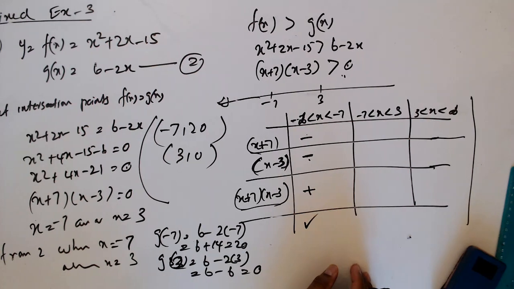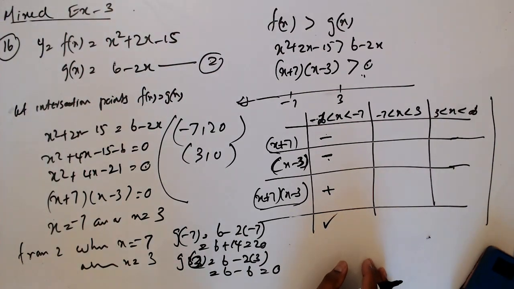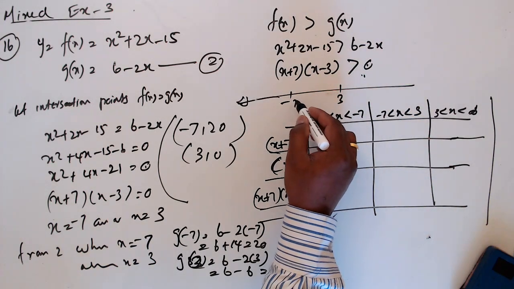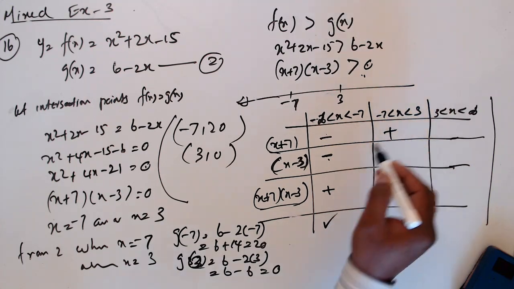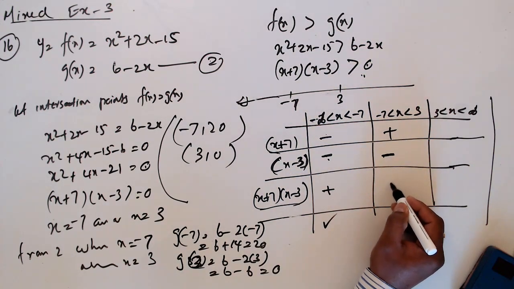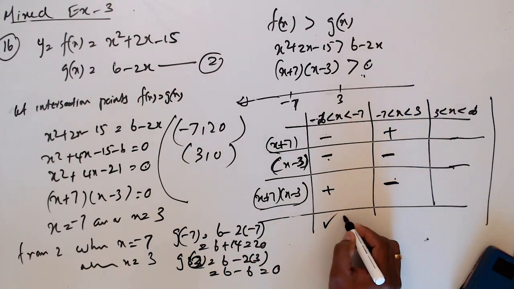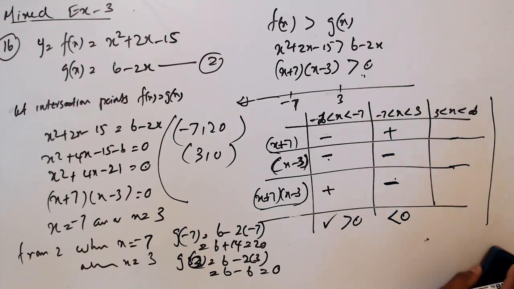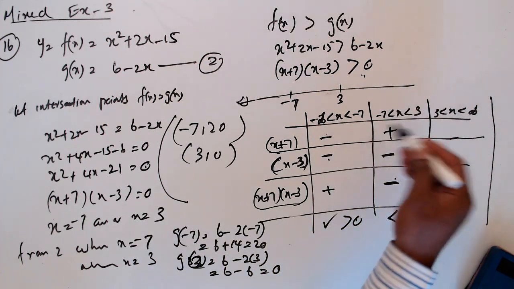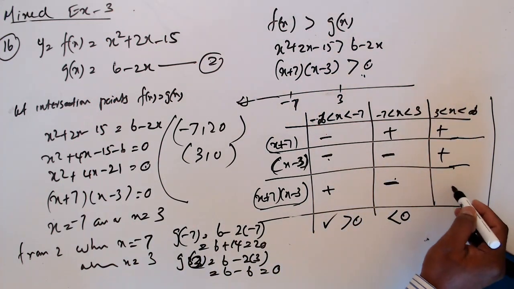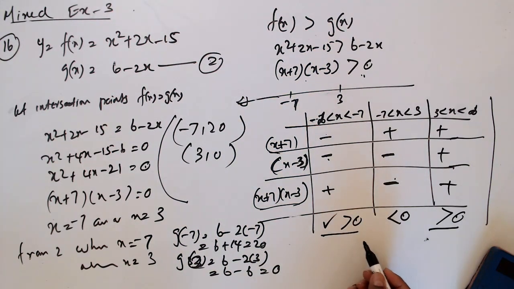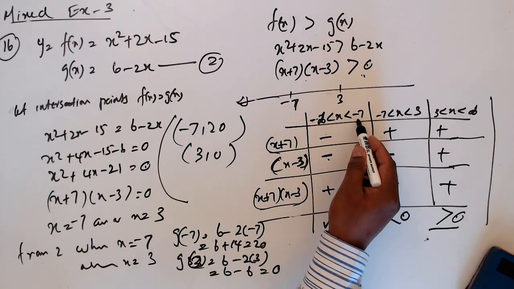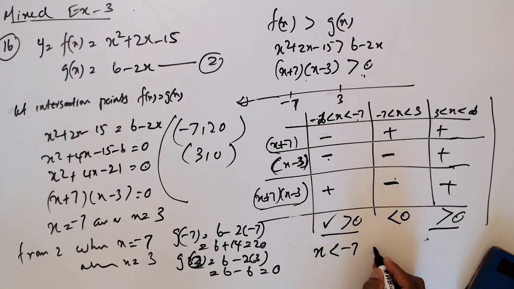Now let's assume a value between minus 7 and 3, which is 0. Then I will substitute here. 0 plus 7 is plus 7, it is positive. This is negative. Positive times negative is negative. This is not greater than 0, it is less than 0. And in the area after 3, if you take 10,000, you can see that both are positive, and this is positive, greater than 0. Then two areas match this inequality. It means x less than minus 7 and x greater than 3.